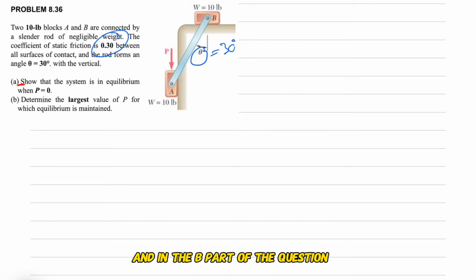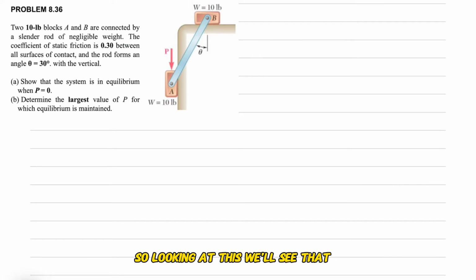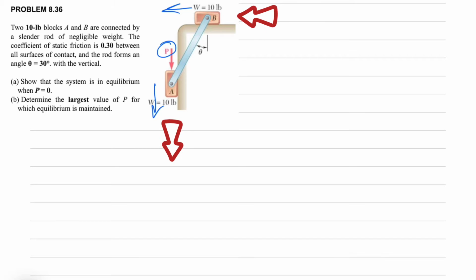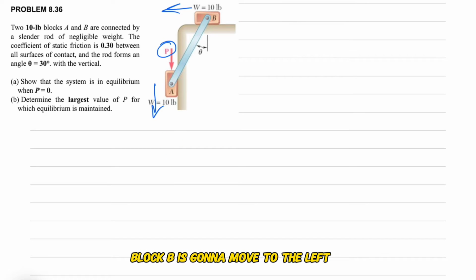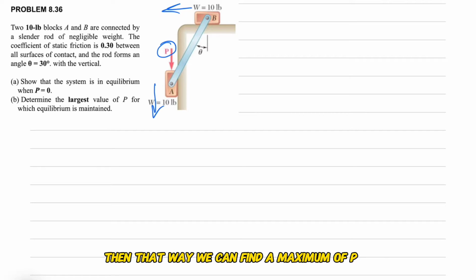And in part B, we need to determine the largest value of P. Looking at this, by applying force P, block A is going to move down, and therefore block B is going to move to the left. We need to find the highest amount of P in order to keep our equilibrium condition. So let's start with part B first, so we can find a maximum of P; for any amount less than that we will be in equilibrium.